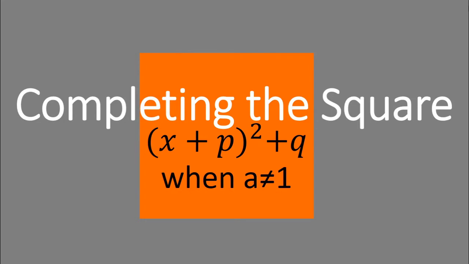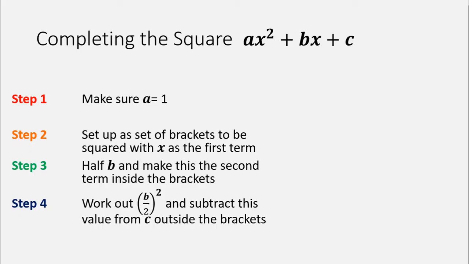Hey guys, let's do another lesson on completing the square today. But this time it's a little bit different because we're going to do this where a is not equal to 1. Remember, our first step was to make sure that a equals 1, and it was easy because a was always equal to 1. Well, now we need to figure out what to do when it's not. So here's an example.